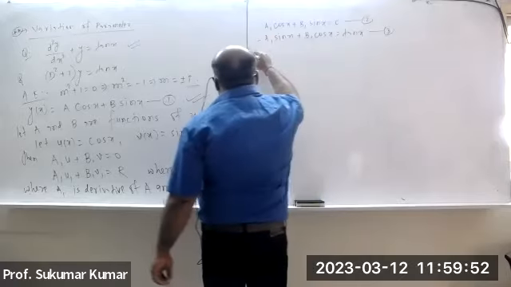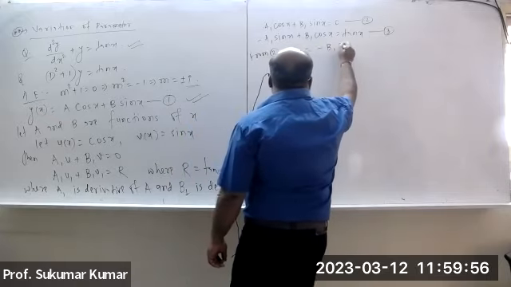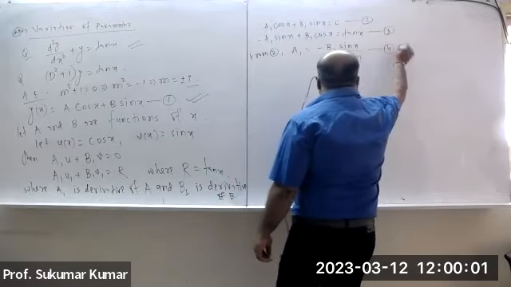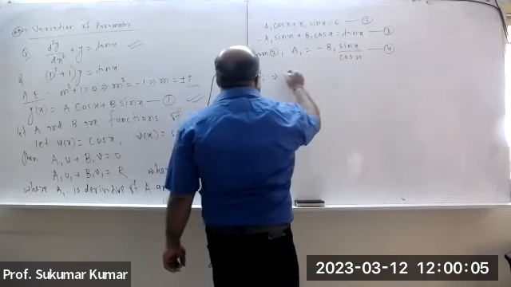From equation 2, A1 equal to minus B1 sin x by cos x. Put in equation 3, minus A1. So B1.